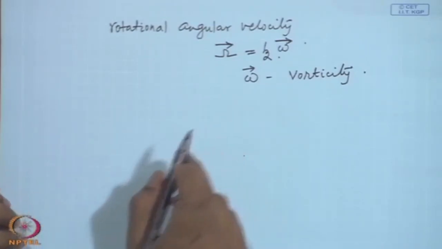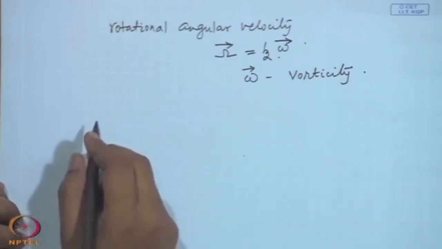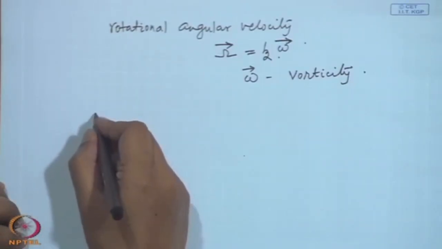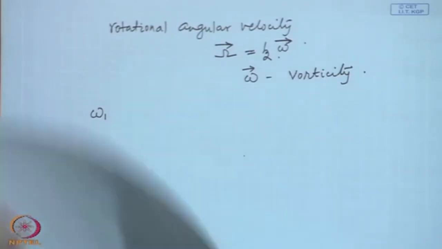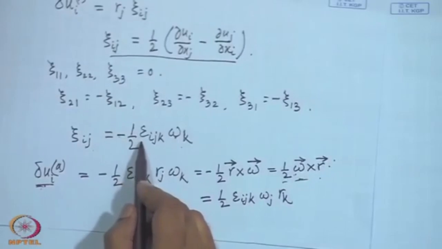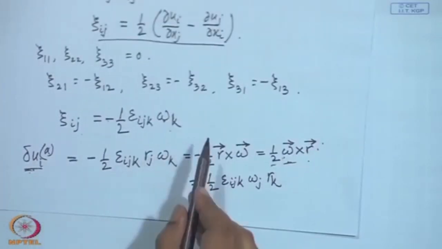Can you say what are the three components of this omega, omega 1, omega 2, omega 3, that you can obtain from our earlier definition? What is omega 1? Look to that definition. Jai I j is minus half epsilon I j k omega k. We want omega 1, that is k is 1.